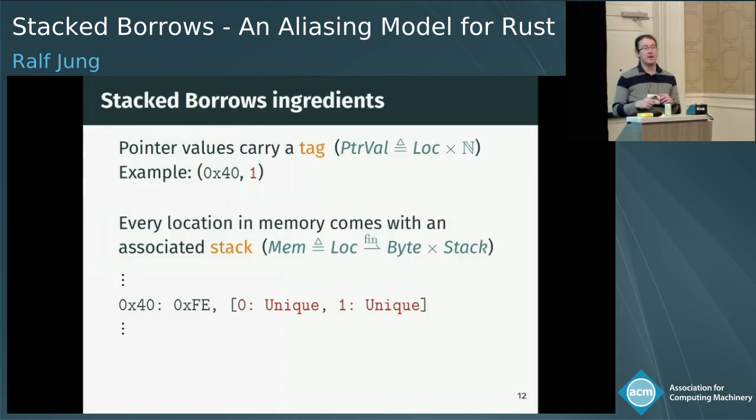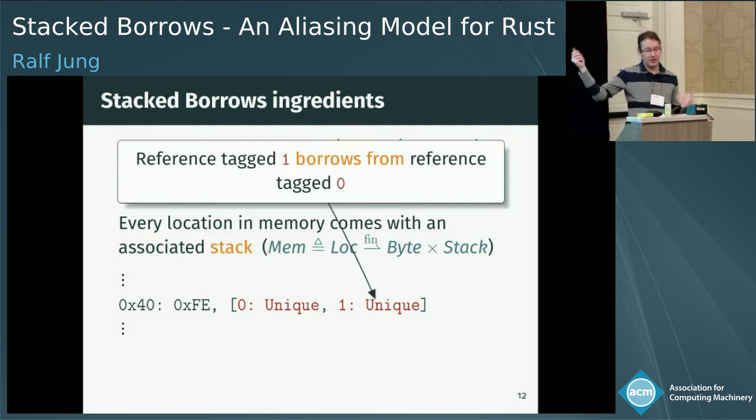On the other hand, next to every location in memory, we don't just store the byte, that is the value stored there, but we also have a stack of these tags that tracks which references are allowed to access this location. The order in there reflects the borrow chain that I mentioned. So here, we have 0 at the bottom of the stack, and then we have 1 on top of it, and we think of whatever reference has tag 1 as borrowing from the reference that has tag 0.